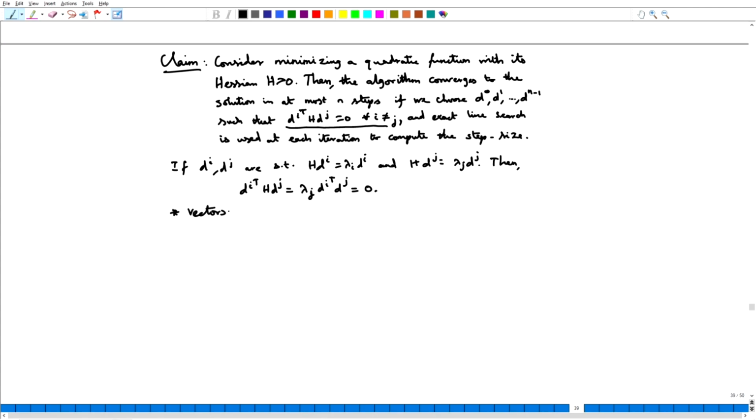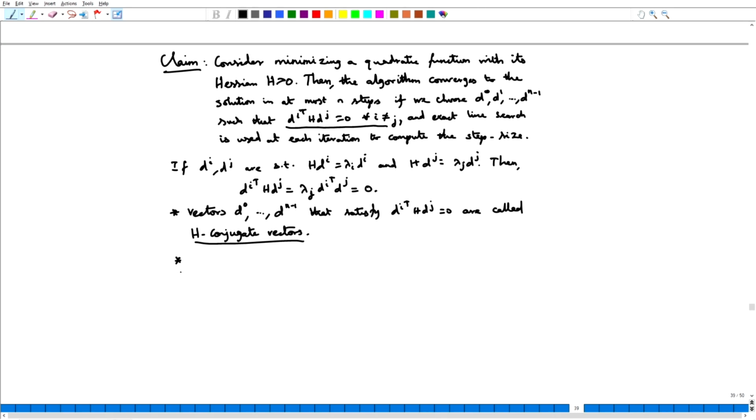Vectors d0 to dn minus 1 that satisfy di transpose H dj equal to 0 are called H conjugate vectors. Okay. So, this is a name that we will repeatedly use. So, I wanted to let you know about this.